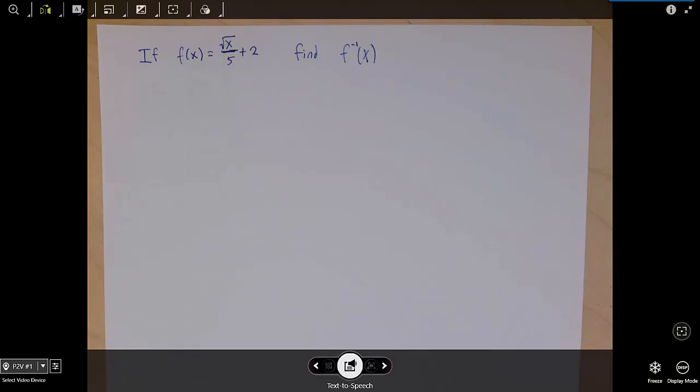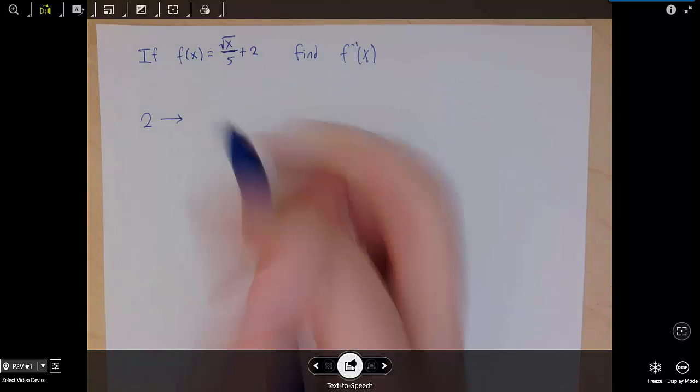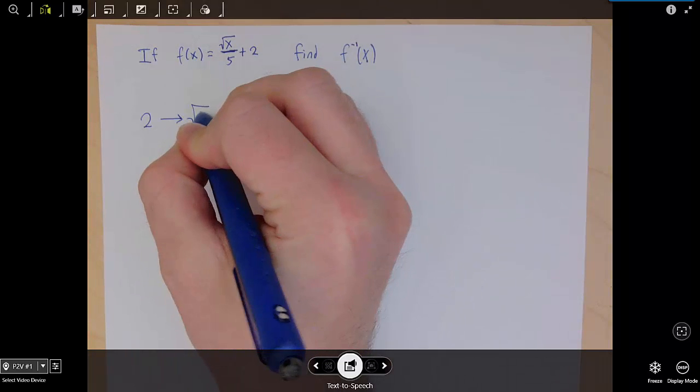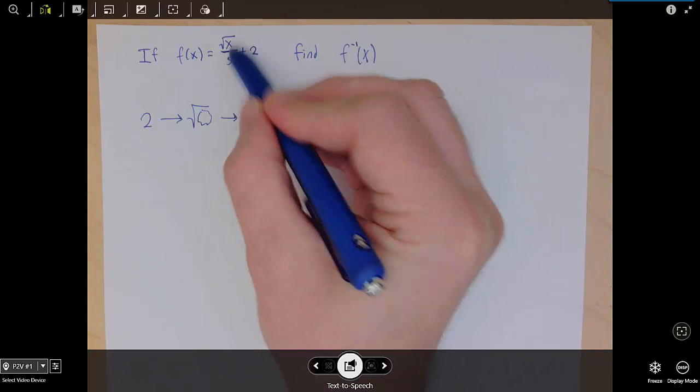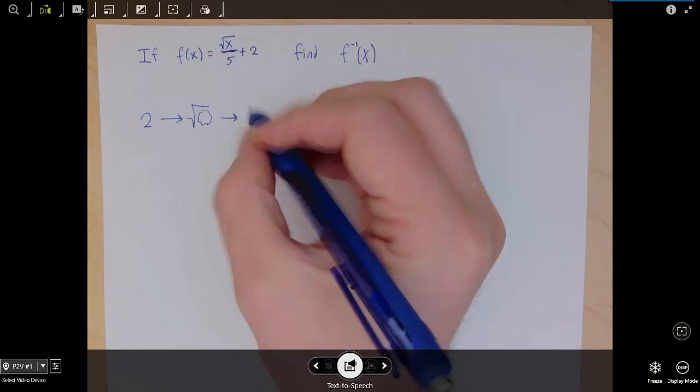So if you remember the big idea of inverse, it's a function that undoes the action of the original function. So what is the original action of the f function? Let's imagine it step by step when you plug in a particular value. So if I was going to plug in 2, the first thing that happens is I take the square root of that input. And then the next thing that I do is I take the square root of 2 and I divide it by 5.